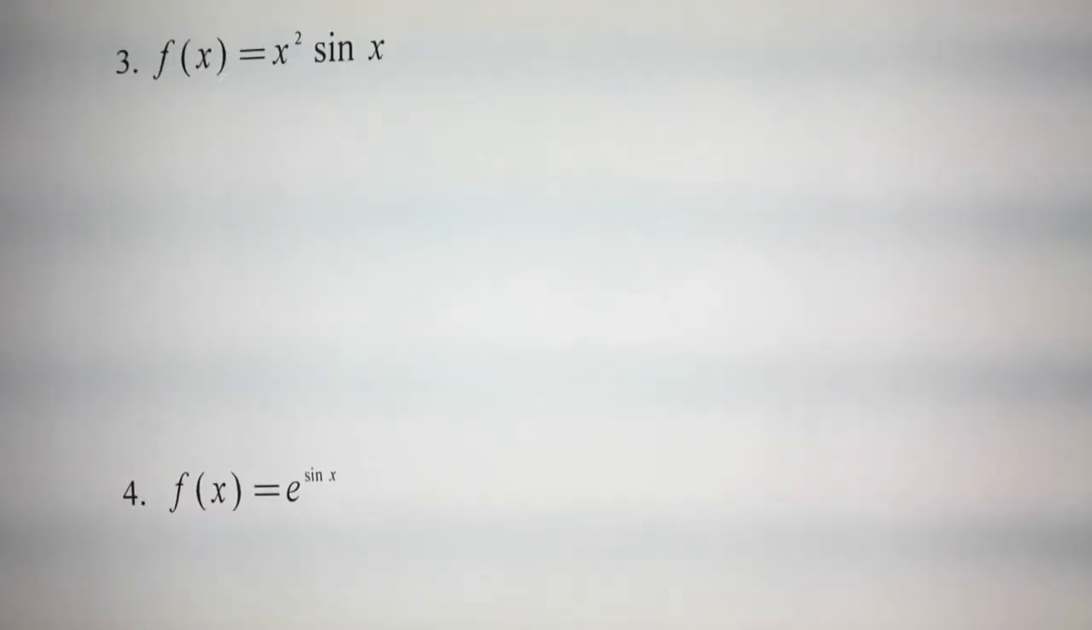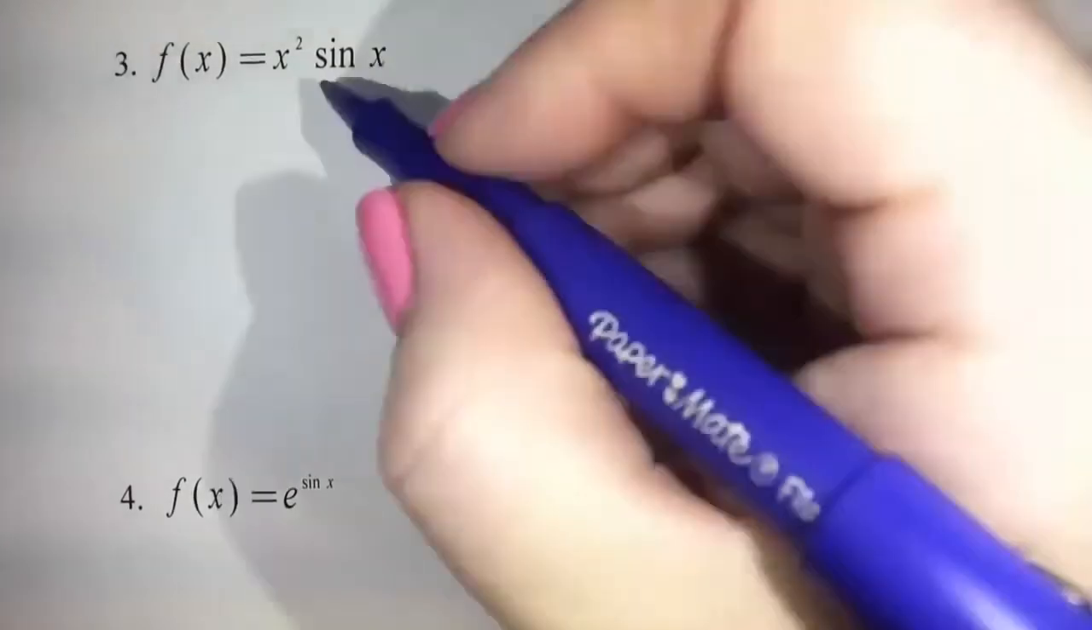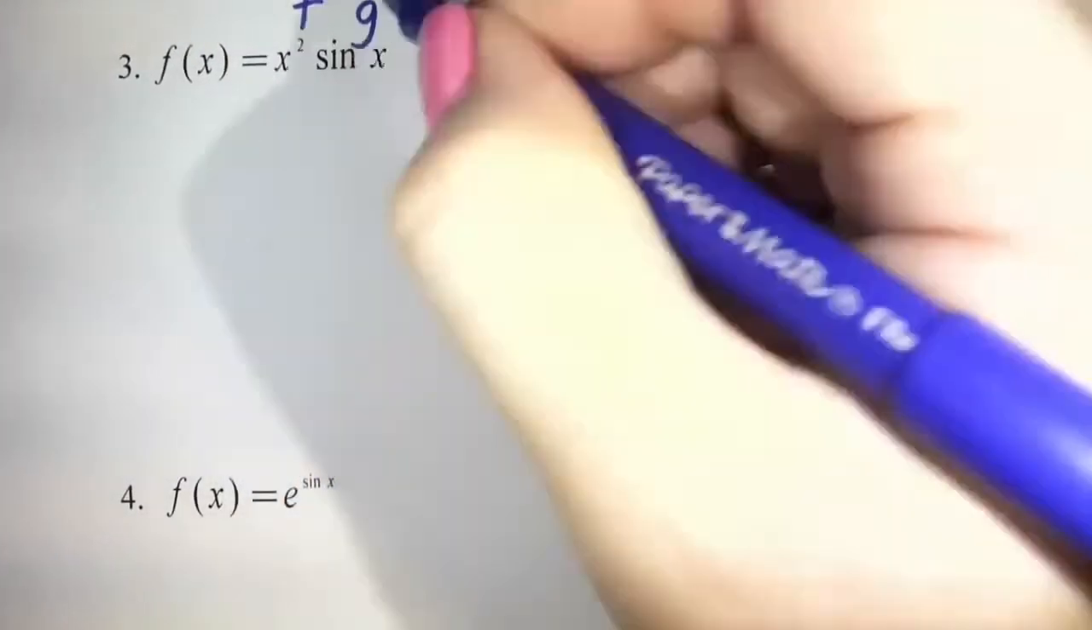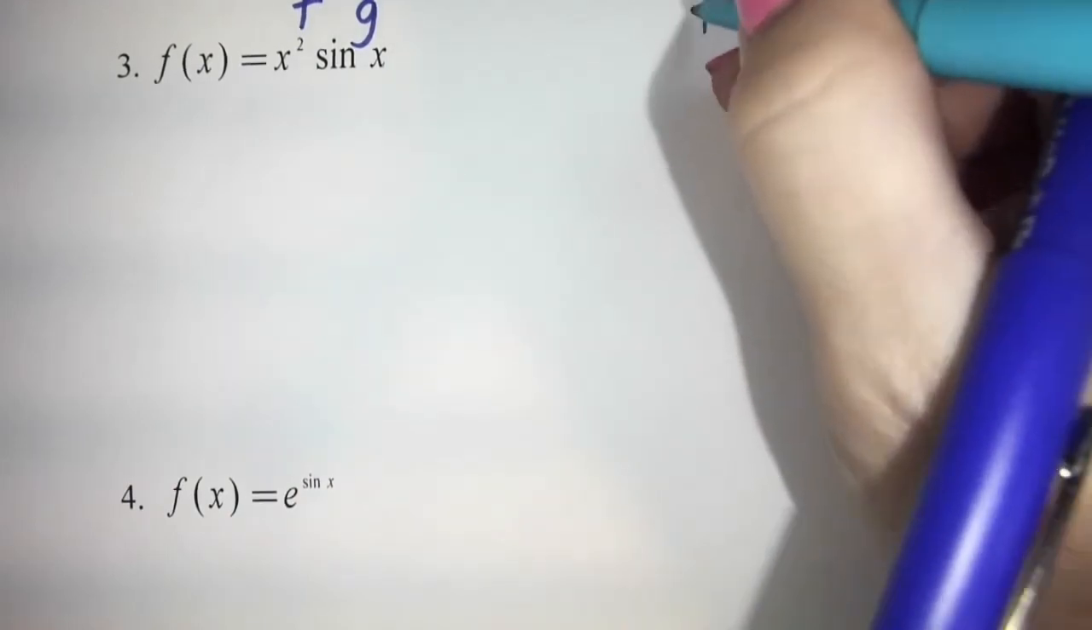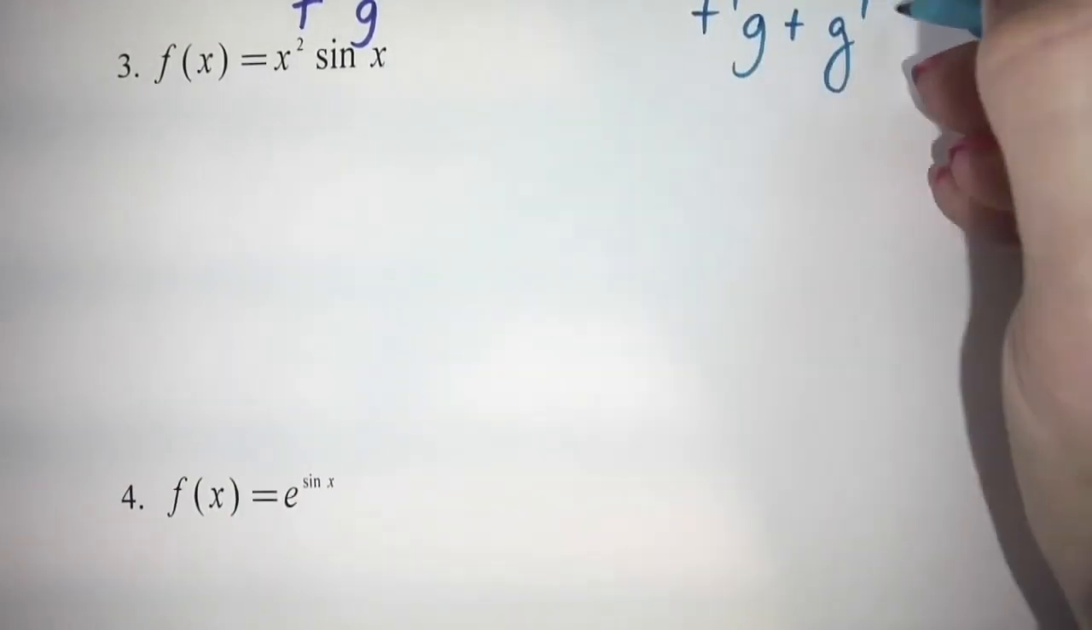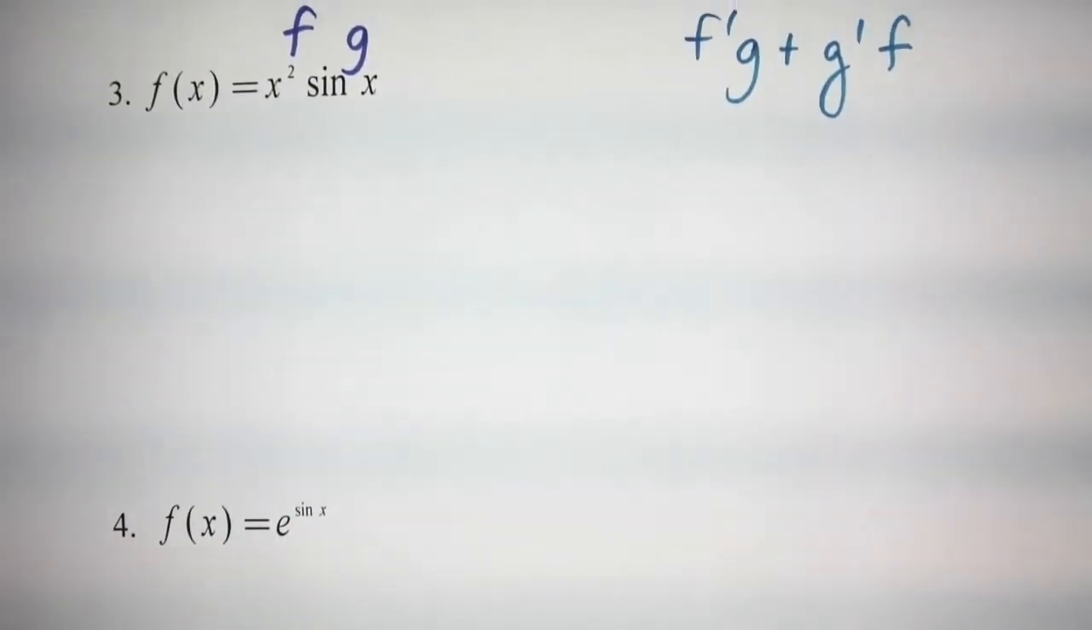Okay, number 3 here. F of x equals x squared times sine x. So this has an x, this has an x. So that's an f and a g. So we have f prime g plus g prime f. We have a product rule here.